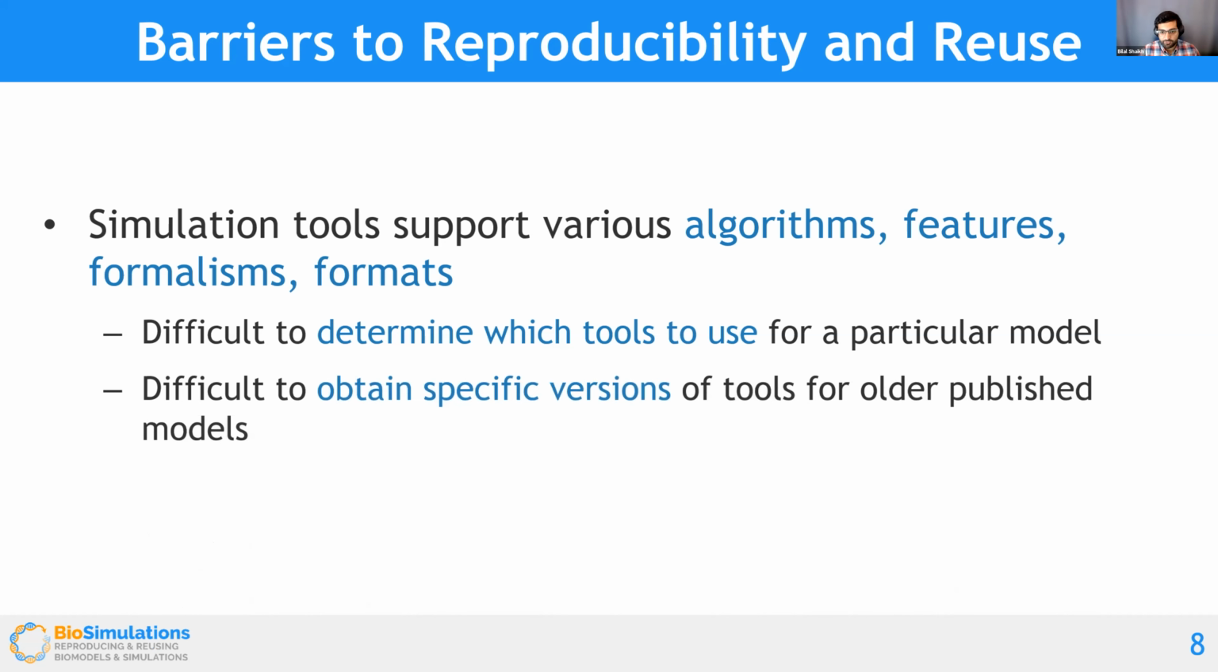It can also be quite difficult sometimes to obtain specific versions of tools for older published models. So if you take a look at a paper that's published a particular model and try to simulate it, it might just not work because since then the tool has been updated and things are now slightly different.